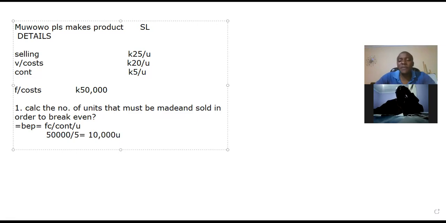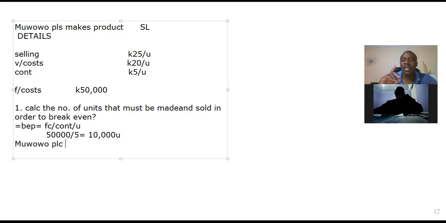Now, here is where people miss it in the exam. In the exam, if you just say there is 10,000 units, and then you feel good about it, it is 3 marks, and you get 1 mark. Nobody cares about that number in the exam. But what the examiner cares about is what I'm about to write.